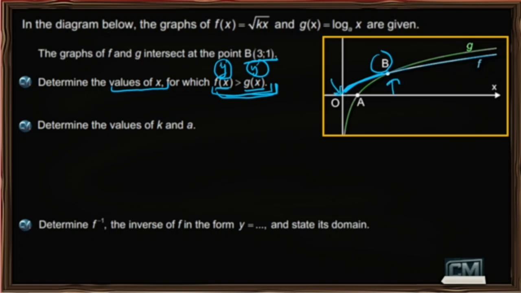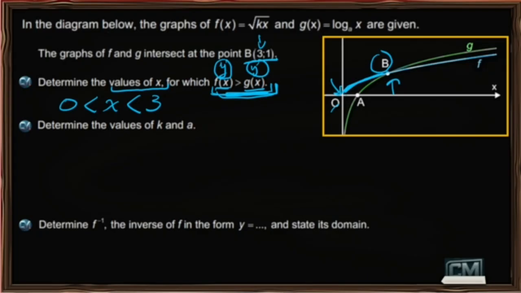So the x value here at the origin is 0, that's the one boundary, and the x value at B is 3, which is the other boundary, and x can be any value between those two, and then the statement becomes true.